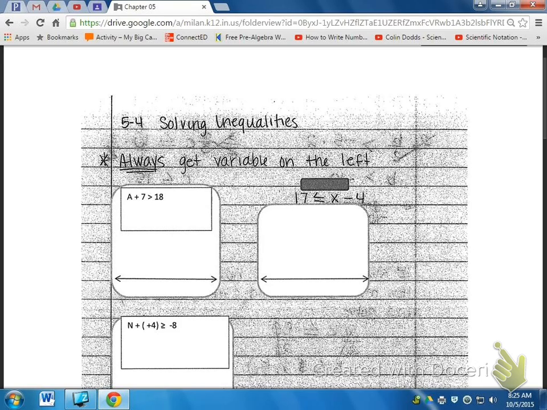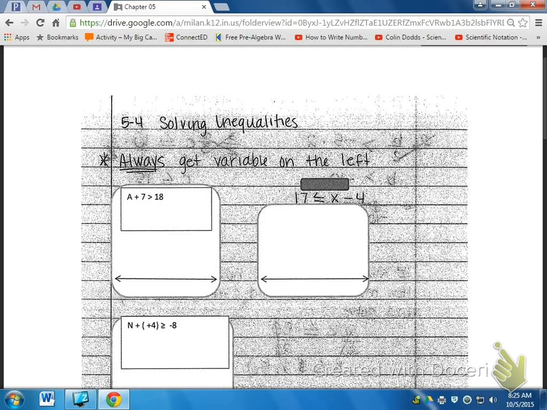So let's look at our first example. A plus 7 is greater than 18. Another thing that's really important is when you give your answer, it's not just a number that's the answer. It's the letter, the symbol, and the number. It all has to be involved in inequalities. It makes a huge difference. It's not like equations where the answer is just one number. It's the whole set of the letter, the symbol, and the number.